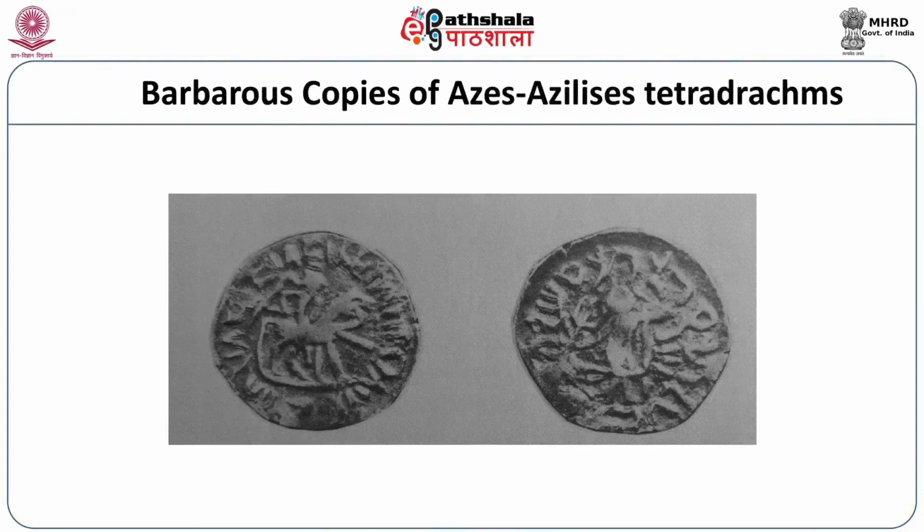We have some barbarous copies of Agis and Agilices as tetradrachm, which you can see here. So this shows that coins are not always beautifully struck. Sometimes we have very debased coins which are copies and are not in a very good condition.